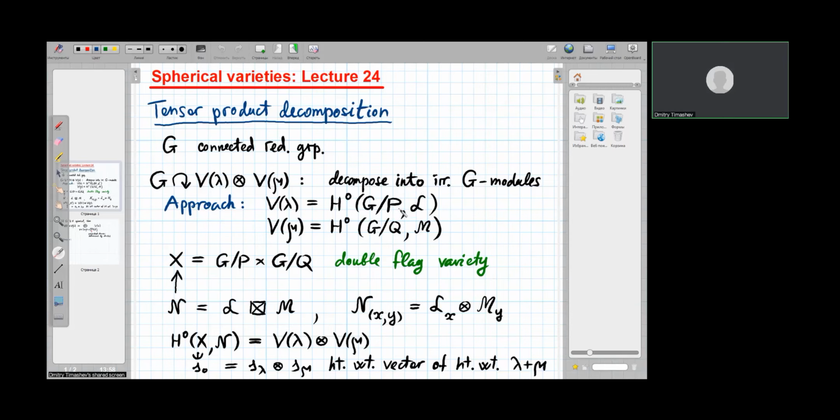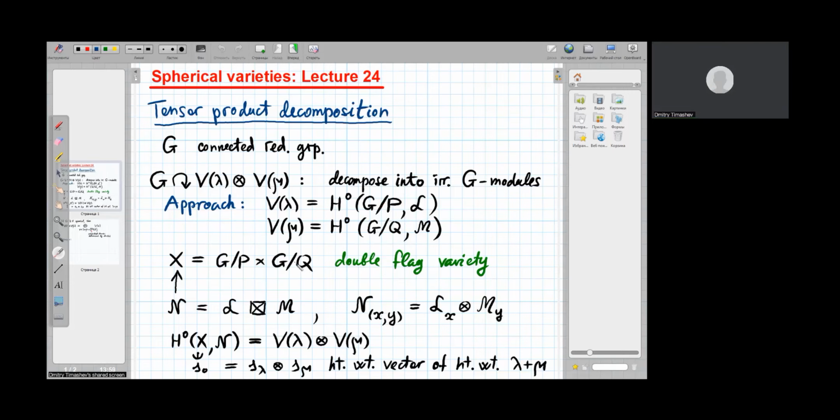I see. Okay. So the L and M here is a homogeneous line bundle, right? Yes. L and M are G line bundles, or in other words, homogeneous line bundles, which is the same over these homogeneous spaces. Yes, of course. Okay.